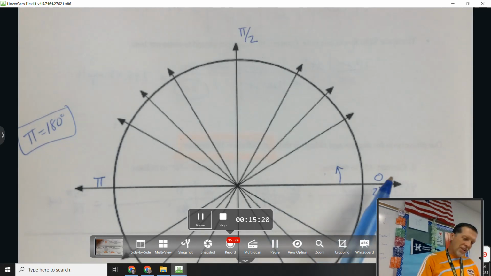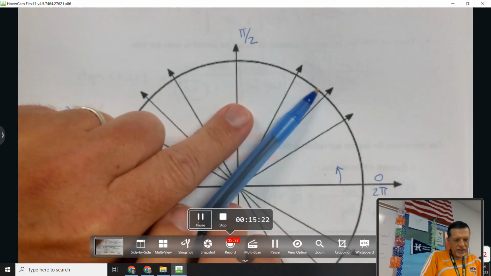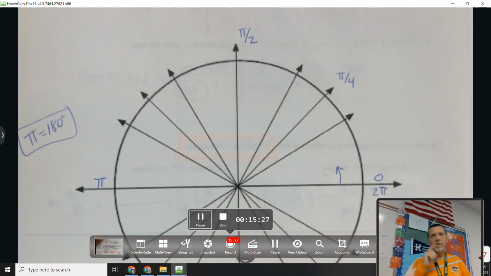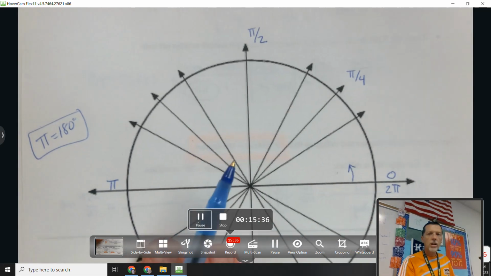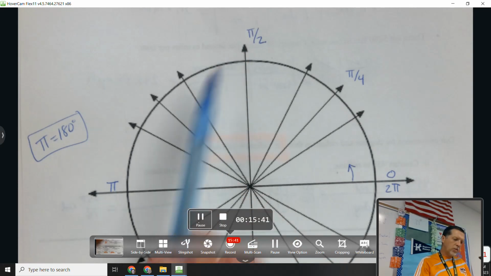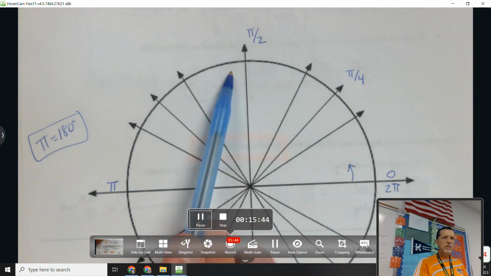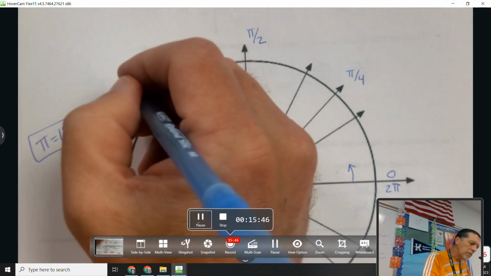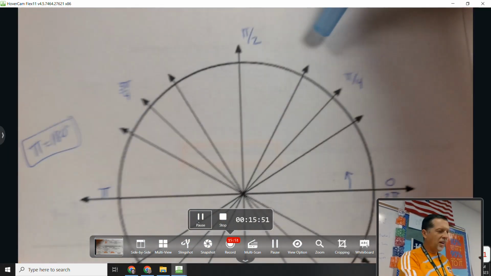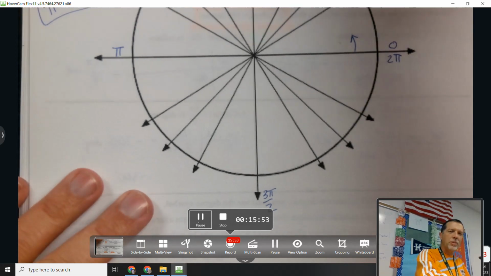How about halfway between 0 and pi over 2? Pi over 4. Right? Half of a half is a fourth, especially if you play a sport that's divided into quarters. Half of a half is a quarter. What about halfway between pi over 2 and pi? 3/4 pi or 3 pi over 4. 3/4 pi. 0.75 pi if you want to be weird about it.